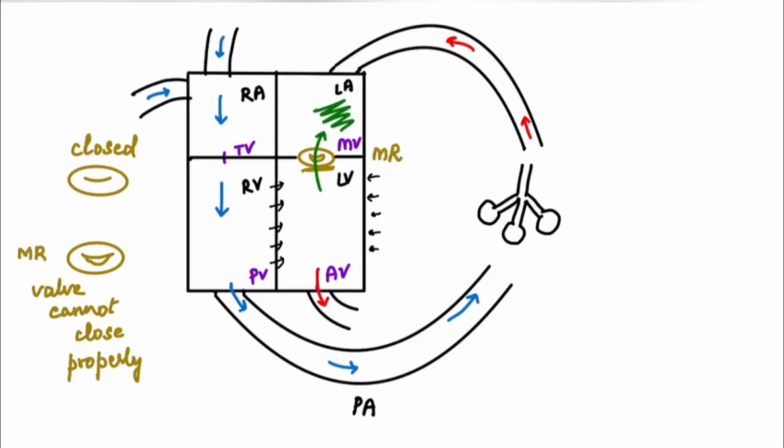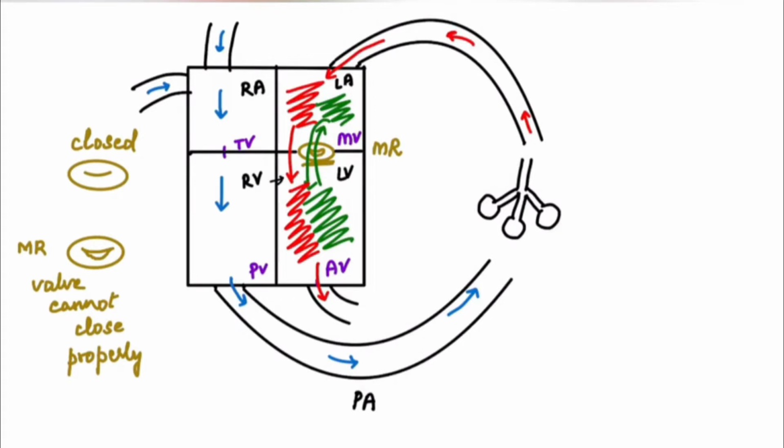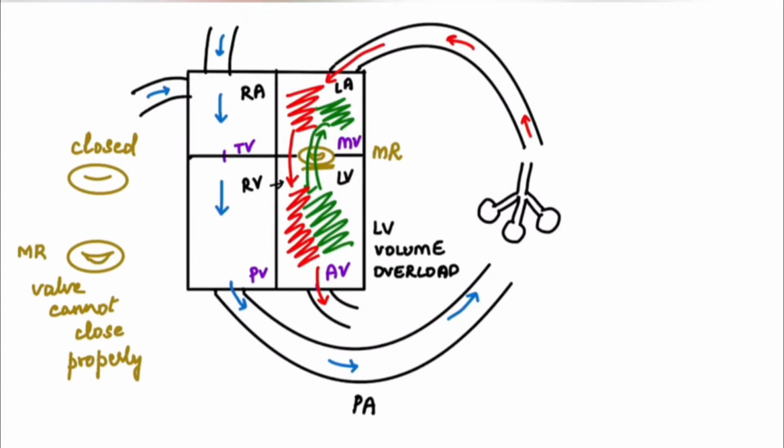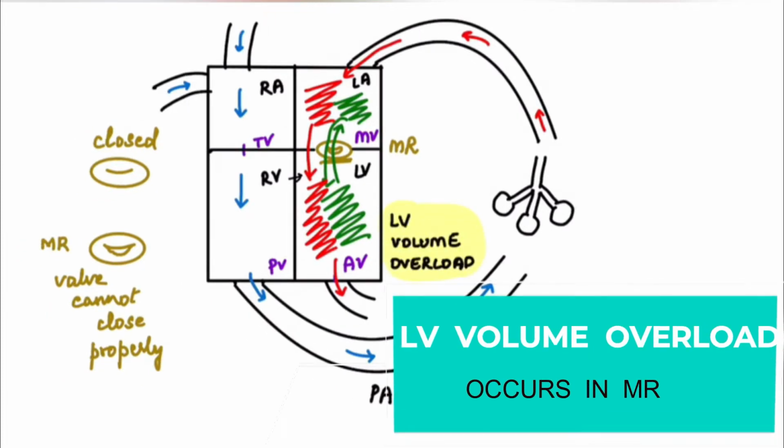In the next cycle, the left atrium receives oxygenated blood from the pulmonary vein, which is represented again in red color. Then, from the left atrium to the left ventricle, the regurgitant jet as well as the blood coming from the pulmonary vein both reach into the left ventricle, thereby leading to left ventricular volume overload. So, this is the most important thing that happens in mitral regurgitation.